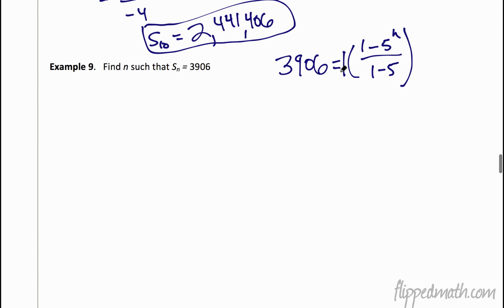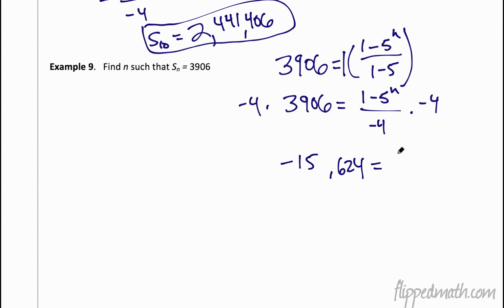So the 1 makes things easy. If that was like a 2 or 3, I'd divide both sides. I don't have to worry about that. So now I can also figure out, what do we get? 3,906 is going to equal 1 minus 5 to the n, all over -4. I'm going to multiply 3,906 times 4, and we're going to get 15,000. It's actually a negative 4, both sides here. So negative 15,624. That's going to be equal to 1 minus 5 to the n. All right, subtract 1 from each side. So negative 15,625 equals negative 5 to the n.